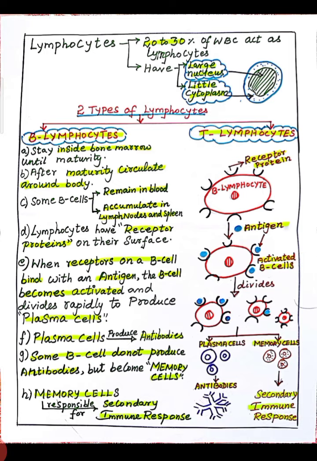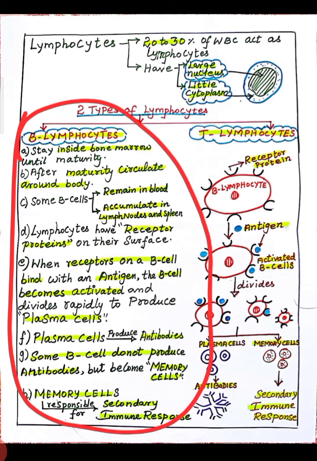Lymphocytes. In our body, 20 to 30% of the WBCs act as lymphocytes. They have a large nucleus and little cytoplasm. See the picture: a large nucleus and a little amount of cytoplasm. There are two types of lymphocytes, B lymphocytes and T lymphocytes. Now we are going to discuss B lymphocytes.